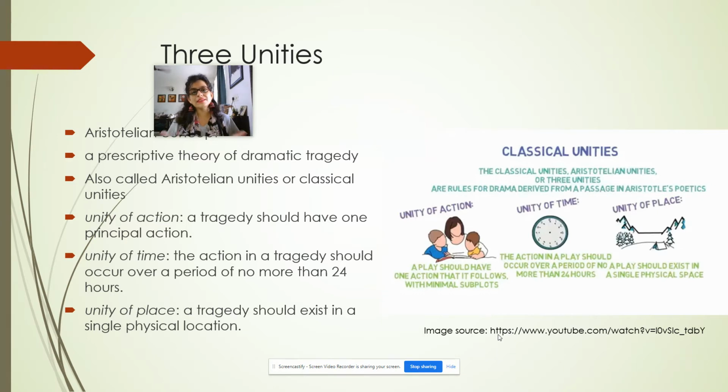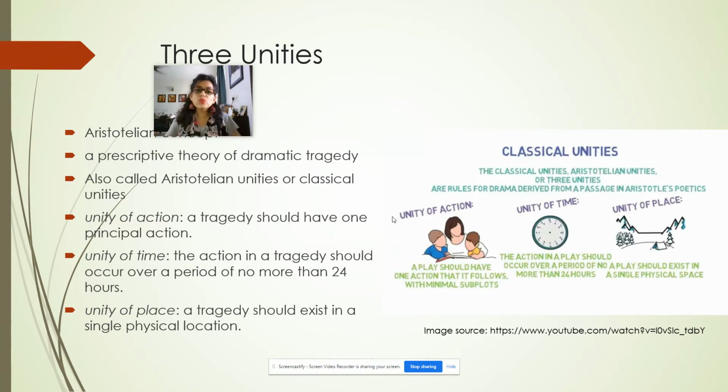Now, what are these three unities? So, the first unity, you can look at the diagram over here, which makes it simpler. So, the first unity is the unity of action. It was recommended that tragedy should have one principal action.